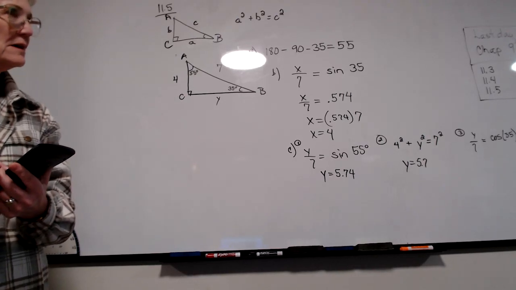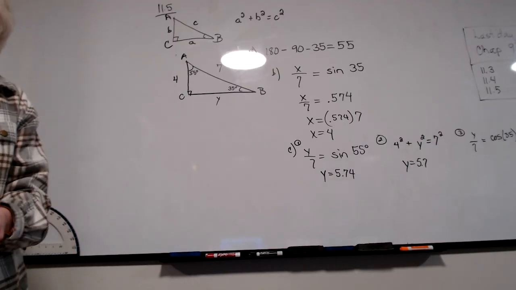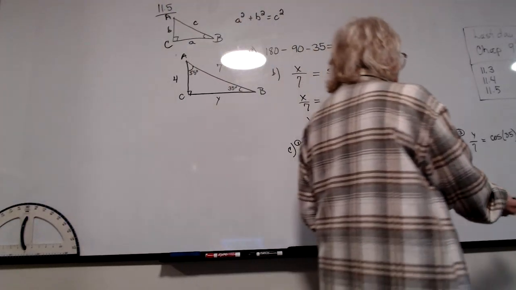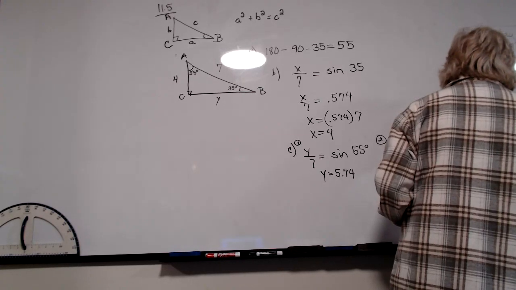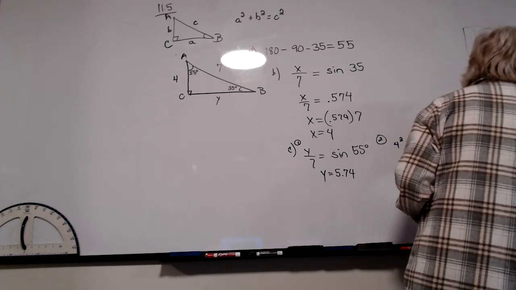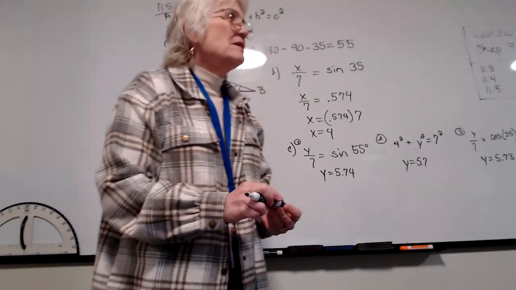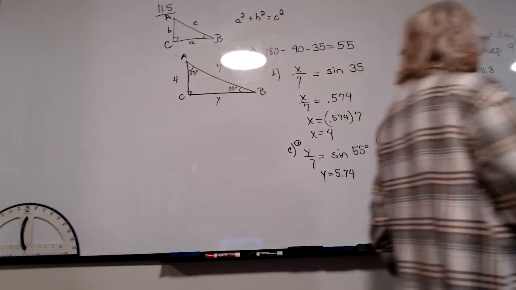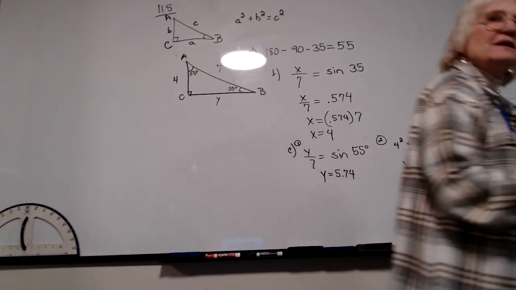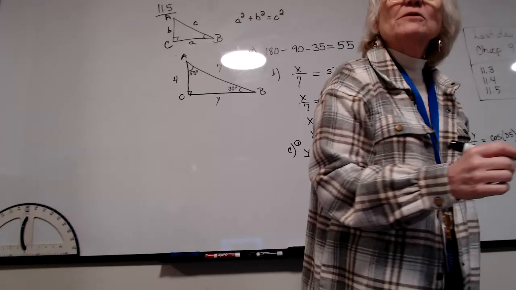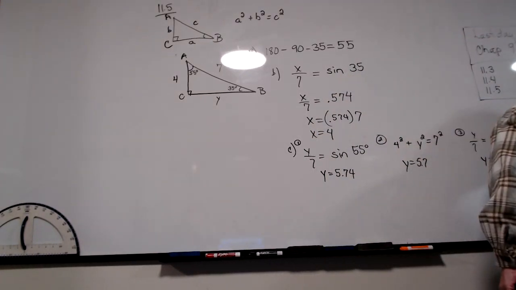0.573. 5.73. And y equals 5.7. Who did the fourth one for me? Lou. That's y equals 5.7. Okay. And who did the last one for me? 5.7125. 5.7125, okay. So they're all almost the same.